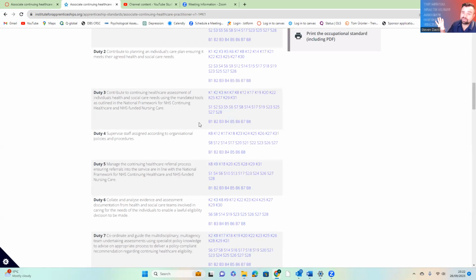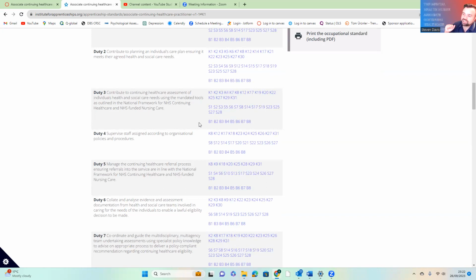So the government have got a set of their tools, they have their pathway tools, they have their assessment tools, the guidance and the frameworks, but there are other organisations and charities out there which we look at that can help complete these. Number 4 looks at supervising staff assigned in accordance with organisational policies and procedures, so making sure that staff are following the agreed care plans, to making sure that everything's working right there.